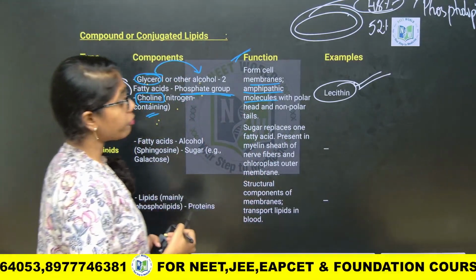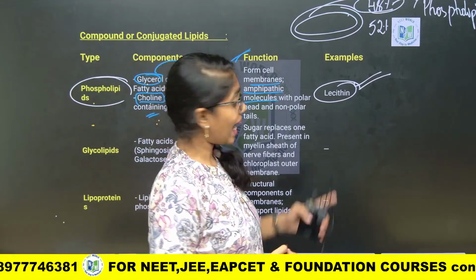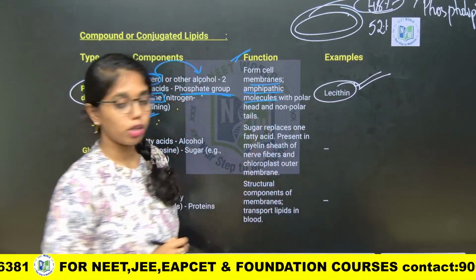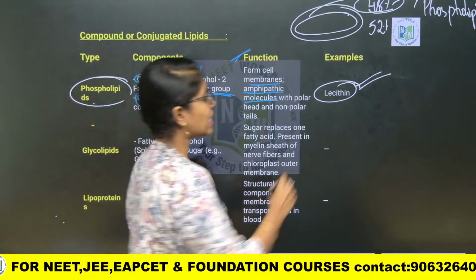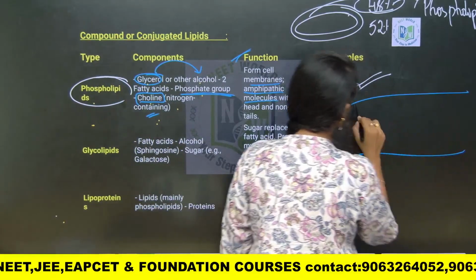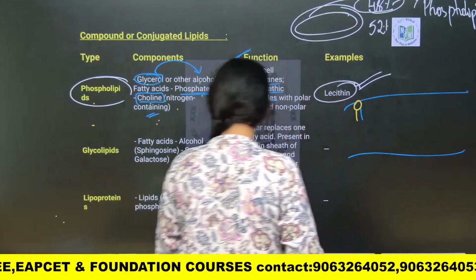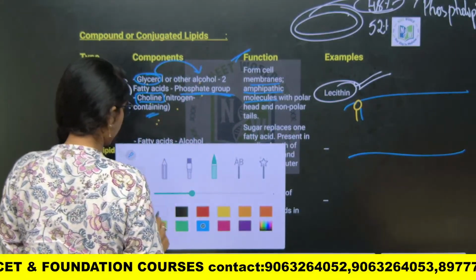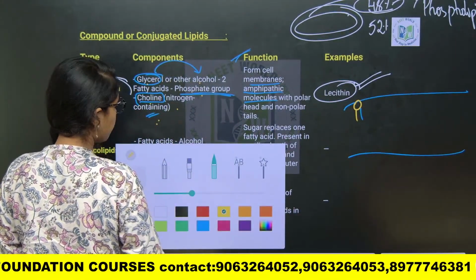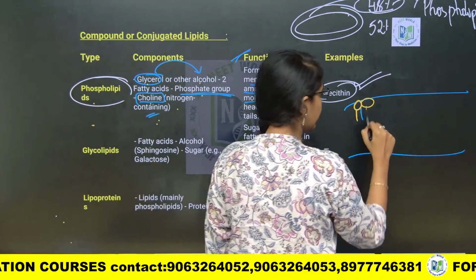So, phospholipid is the main composition and they form amphipathic molecules. What is an amphipathic molecule? A single molecule with both hydrophilic head and hydrophobic tail. Those are called as what? Amphipathic molecules. Remember that, that is very important.